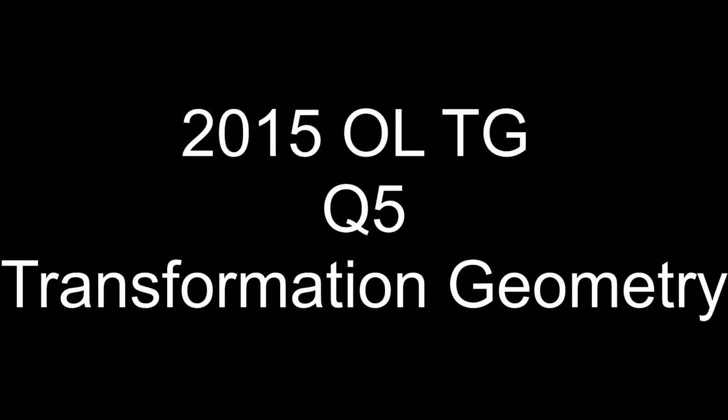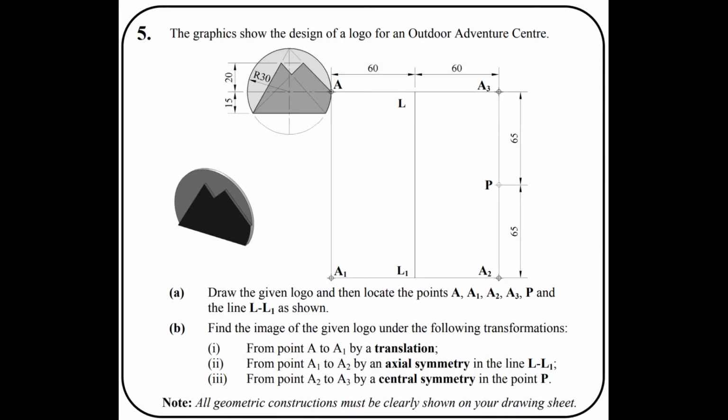This is the 2015 Ordinary Level Technical Graphics question 5, which is a transformation geometry question. The graphic shows the design of a logo for an outdoor adventure centre. Part A of this question is to draw the given logo and then locate points A, A1, A2, A3 and P and the line L, L1 as shown.